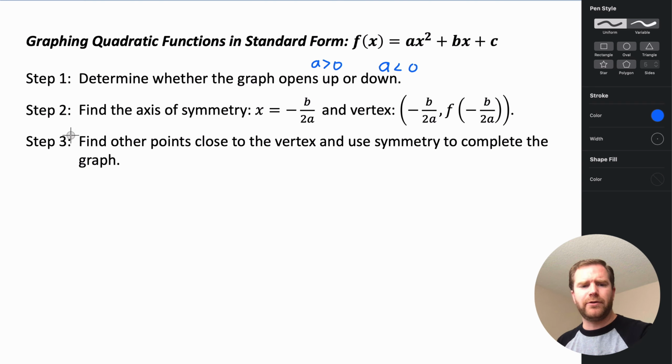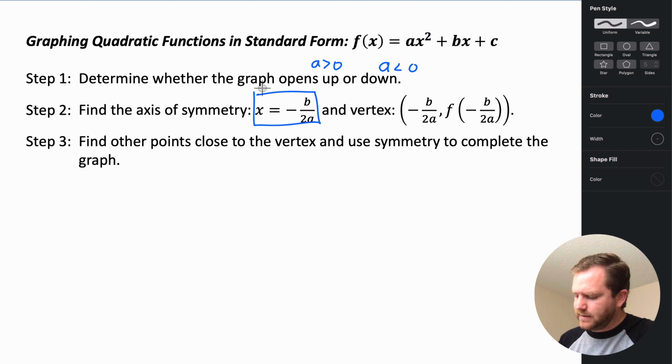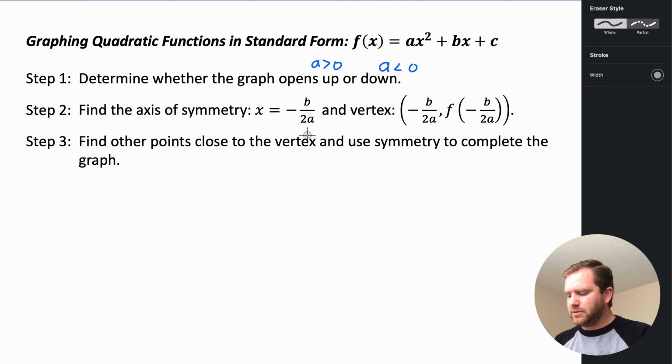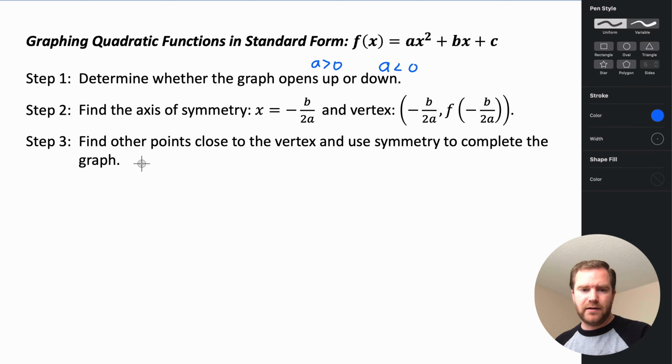Once you've determined whether it opens up or down, we want to find the axis of symmetry. Remember, we use x equals negative b over 2a. And then the vertex: this is just the x coordinate from the axis of symmetry, and then plugging it back into our function. Once we've done that, we're going to use symmetry about our axis of symmetry to help us find other points. We're going to pick points close to our vertex and then use symmetry to help us complete our graph. Okay, so let's go ahead and try a couple of these.